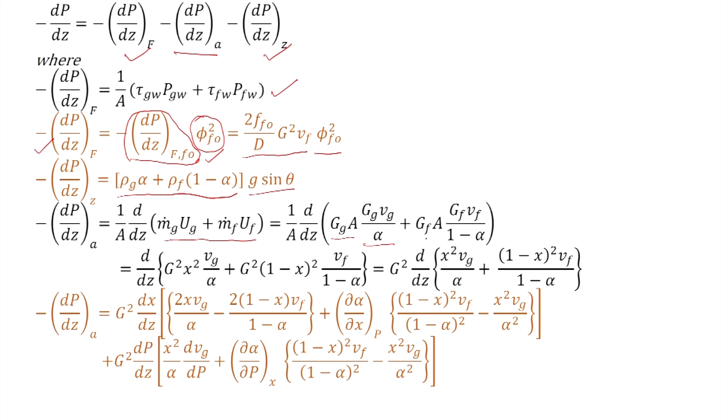Similarly, m dot_f u_f can be written as G_f A into G_f v_f upon 1 minus alpha. So, but G_g is equal to G into x and G_f is equal to G (1 minus x). So, using this we get G squared x squared v_g upon alpha plus G squared (1 minus x) squared into v_f upon 1 minus alpha. So, G squared can be taken outside and we get inside the derivative x squared v_g upon alpha plus (1 minus x) squared v_f upon (1 minus alpha). Okay. Now, we have to differentiate this expression inside curly brackets.